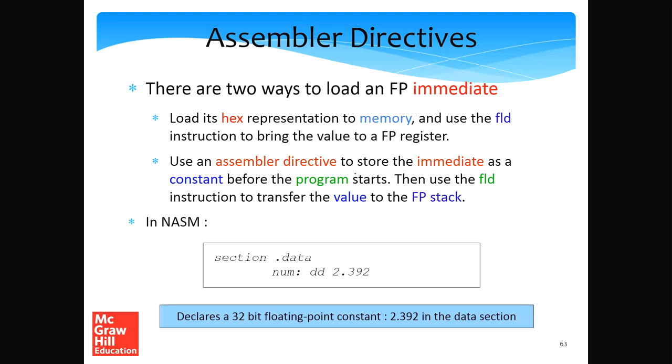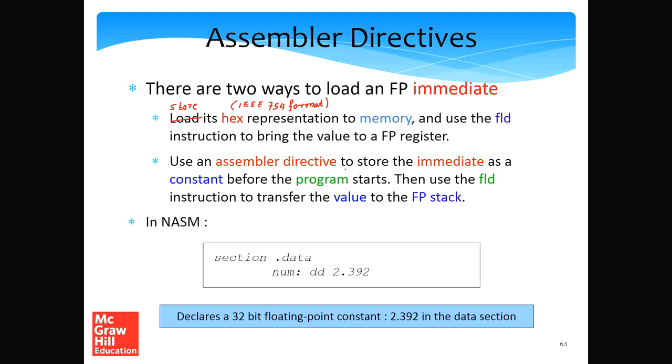So this is how we load memory values. There are two ways to load a floating point immediate. The first is that we first load its hex representation to memory. Let's take the number 3.5. Well, this technically should not be called load, it's a better idea to call it store. So we can store its hex representation, the representation in the IEEE 754 format, to memory and use the FLD instruction to bring the value into a floating point register.